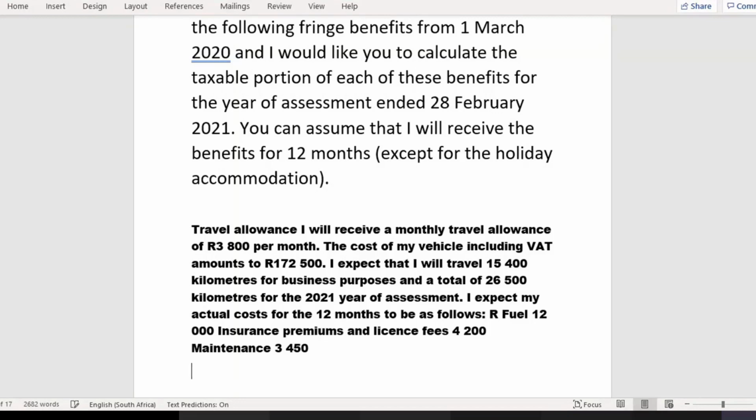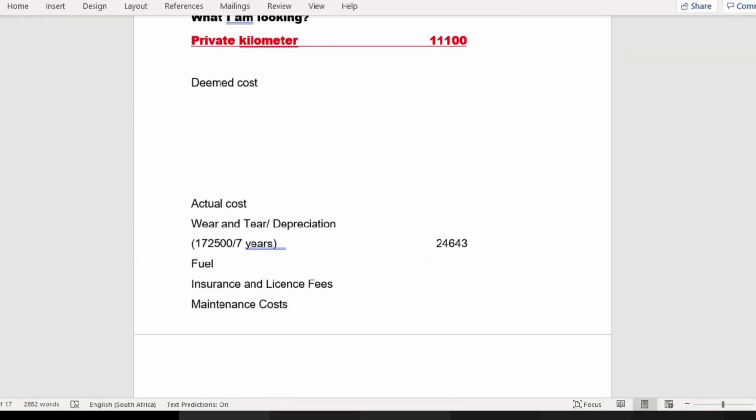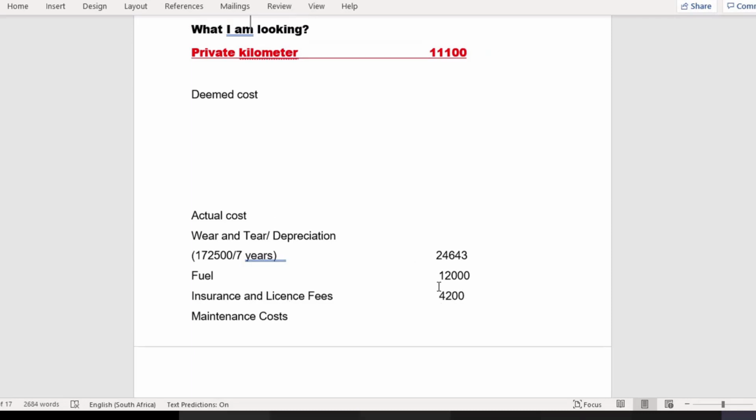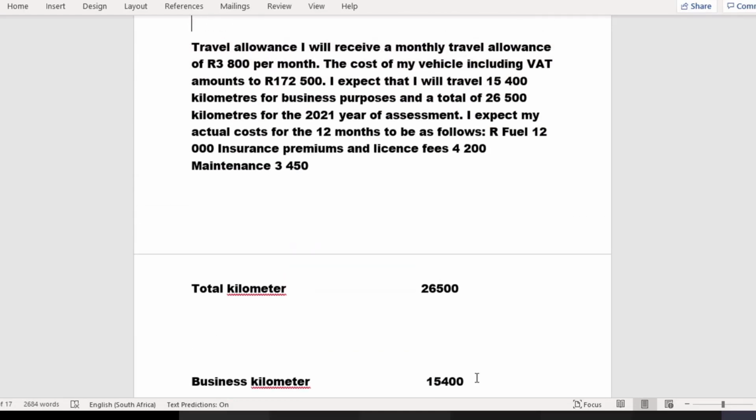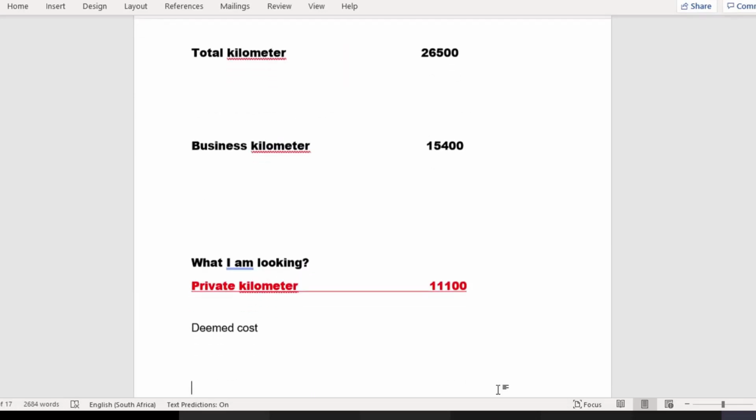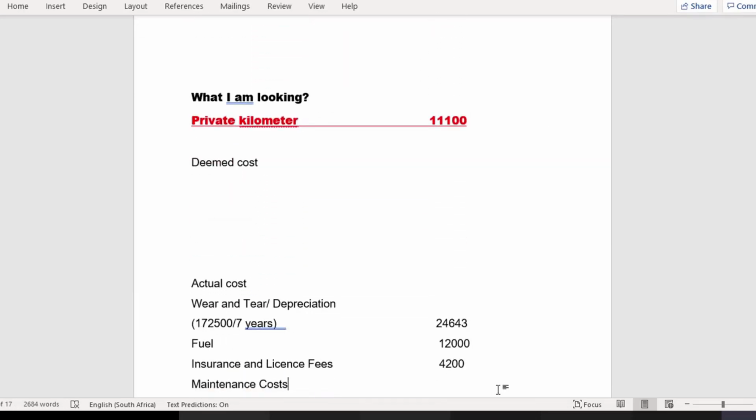So you'd say the fuel is 12,000. Just put it here so you can just have a look at it. It's not bad, you just copy and paste. And then let's go back and look at the maintenance cost. Maintenance cost is 3,450. Can somebody help me with the total amount here? How much are you getting in total?